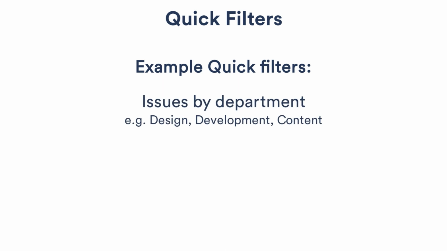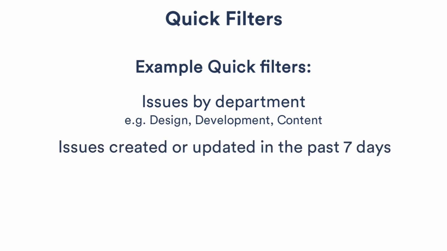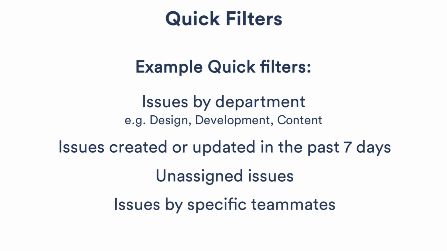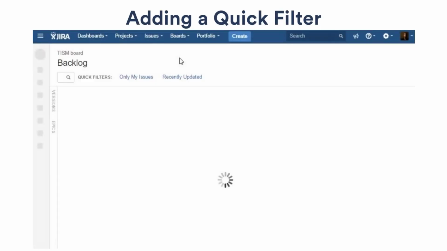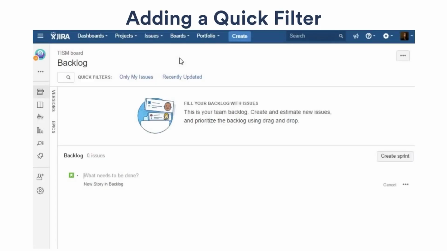Issues by department: design, development, or content. Issues created or updated in the past 7 days. Unassigned issues. And finally, issues by specific teammates. Let's set up a filter of our own now. If you're working with a new project, you may not have any issues to filter just yet. But as part of your initial project setup, you might find it helpful to create some quick filters in advance. That's just what we're going to do here.